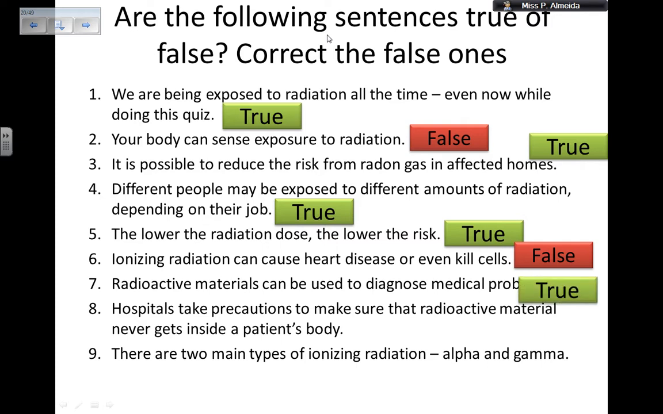It is true, and you will see how, okay? Not in this video, maybe. Hospitals take precautions to make sure that radioactive materials never get inside a patient's body. Now, the problem with this sentence is the word never. We want to avoid the radiation exposure, but if you need to take an X-ray, then there you go, you need to take an X-ray. So they take precautions to avoid or minimize the amount of radiation, but sometimes it needs to get to your body for medical uses. Finally, there are 2 main types of ionizing radiation, alpha and gamma. Of course, that's false. There is beta as well.